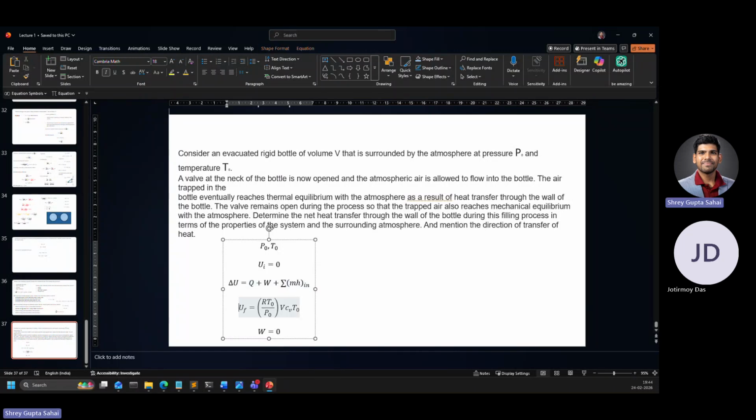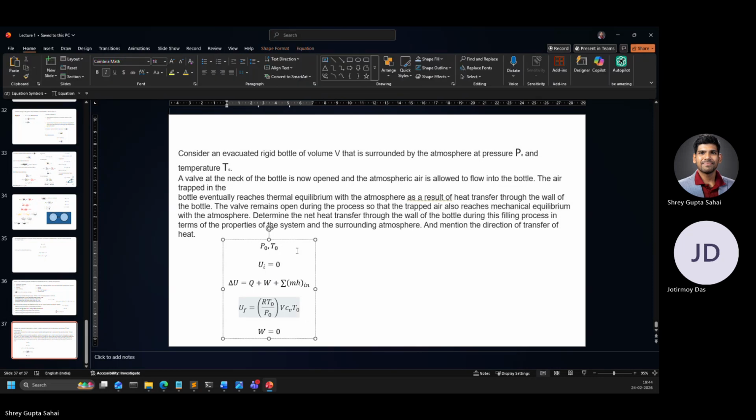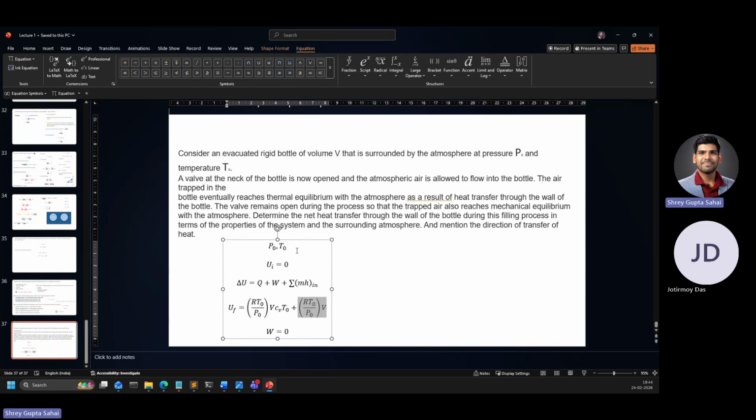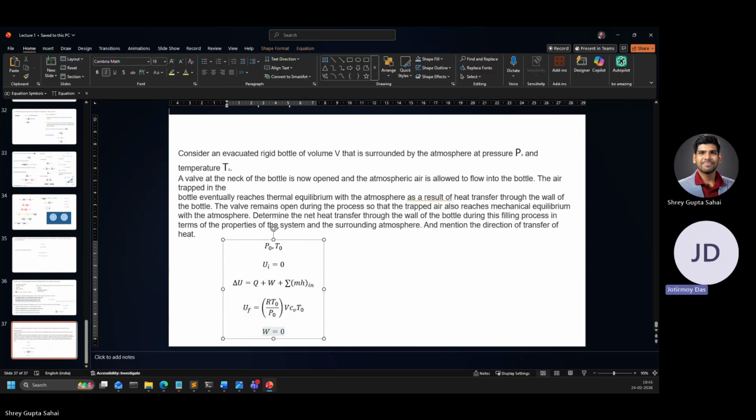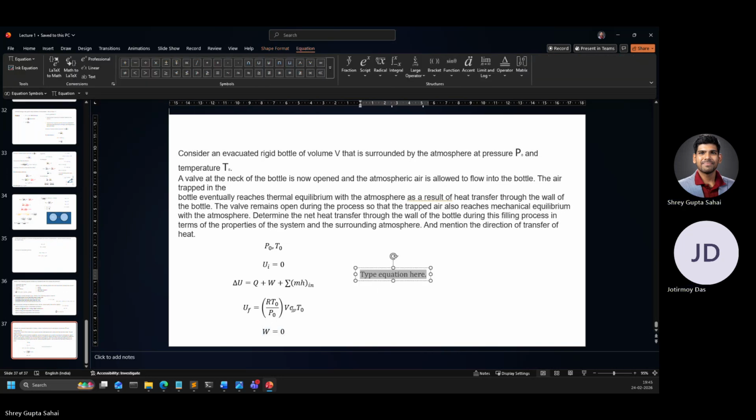So then what is the mass of the system? As I told you, rho f into v. This is the mass which entered the system, right? No, wait. So this is UF. So then I write that UF equals Q plus this is mass into Hn. Now what is Hn? Hn is Cp T naught.